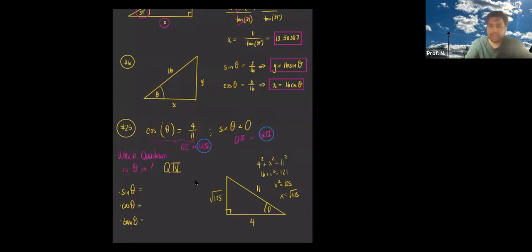Once I have all three sides, I can figure out sine, tangent, cotangent, and so forth. Sine is the opposite side, which is root 105, over the hypotenuse, 11. Once I get this, I know cosecant theta is just 11 over the square root of 105. Cosine I'm already given, which makes this a lot easier. Secant theta is 11 over 4. Tangent is root 105 over 4. So that means cotangent is 4 over root 105.